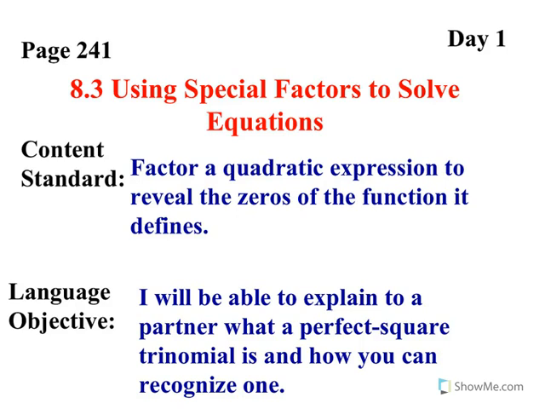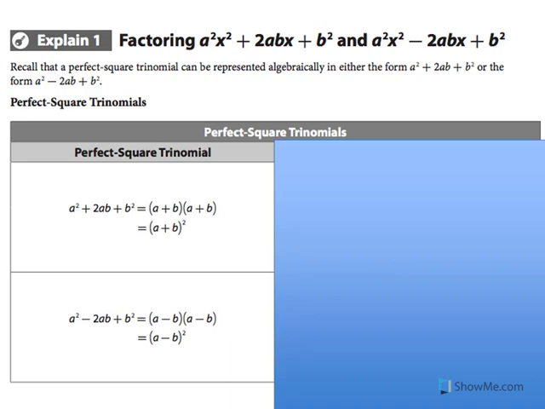can recognize one. Okay. Factor of the form a squared x squared plus 2abx plus b squared, and a squared x squared minus 2abx plus b squared. Recall that a perfect square trinomial can be represented algebraically in either of the form a squared plus 2ab plus b squared or the form a squared minus 2ab plus b squared. Okay, so these are the two examples of our perfect square trinomial.